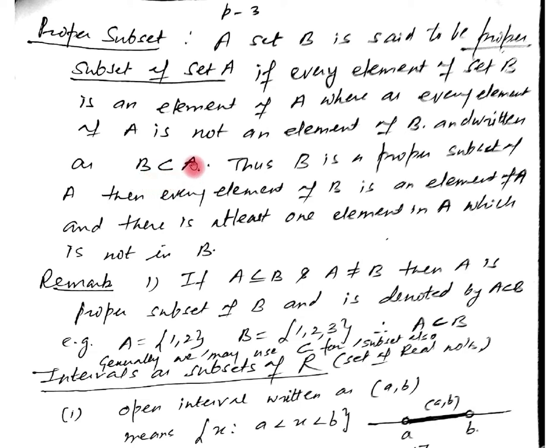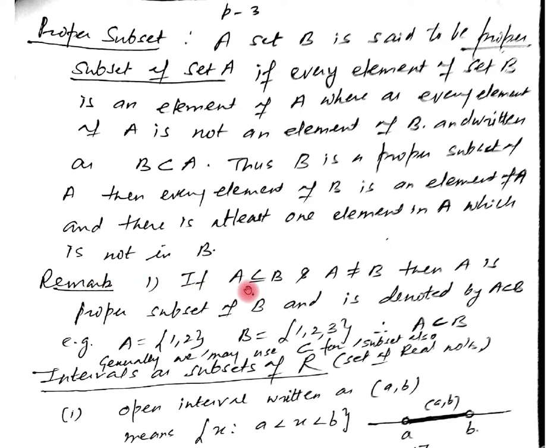So I am not putting the sign of equal here. So this is the sign for what? Proper subset. It means B is properly contained in A, but there is at least one element of A which is not in B. Then B is called the proper subset of A. So this is the proper subset, and this is the notation for the proper subset. Now the meaning of subset and proper subset is clear. Subset may be equal to the set, but the proper subset is always a part of the given set.